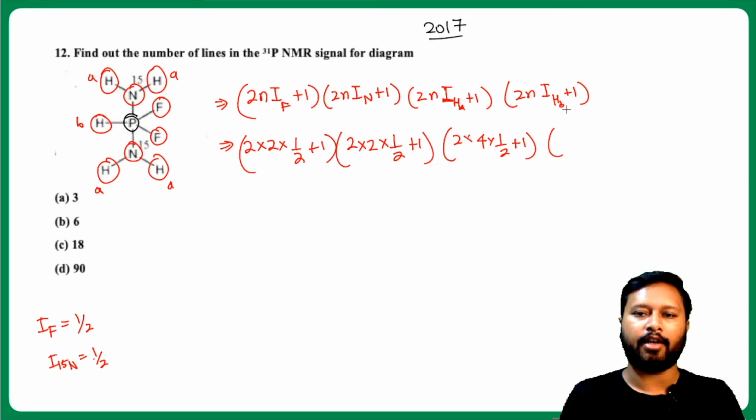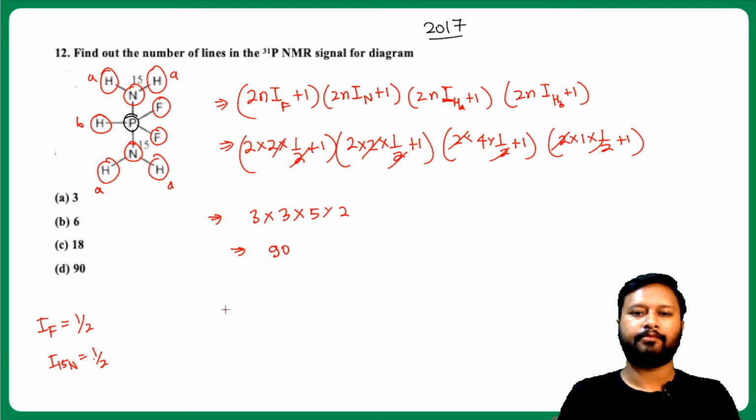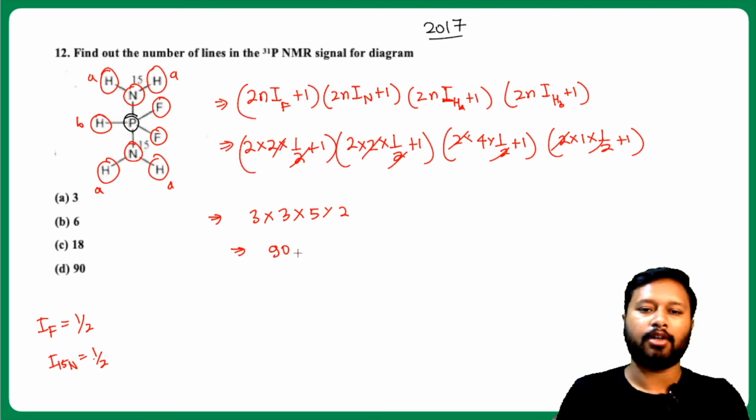And how many hydrogens of type B? There is just 1. So 2 into 1 into half plus 1. Solve this out and you are going to get how much? You will get 3 into 3 into 5 into 2. So this will give you 90. Alright. So yeah.